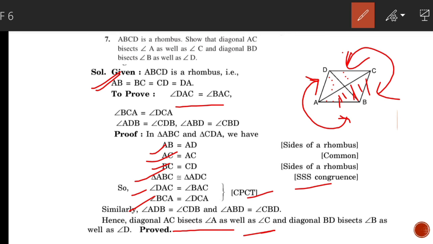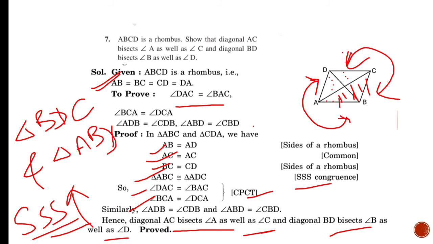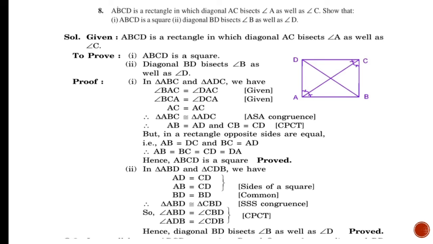Now in the same way, using the same SSS congruence rule, we can prove that BD bisects angle B as well as angle D. For this we will consider triangle BDC and triangle ABD, and using the same triple S congruence rule we can prove that angle B and angle D are bisected by BD. So this was our question number 7, and today's last sum, that is question number 8.